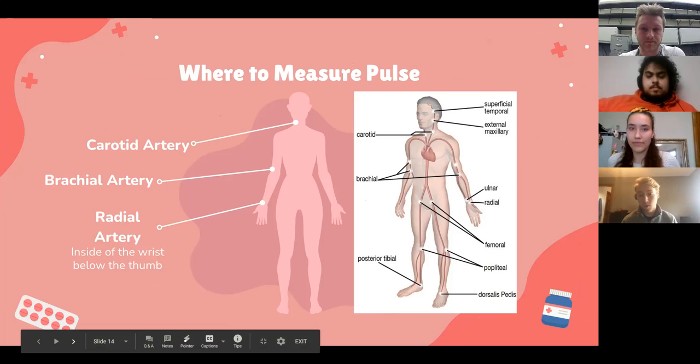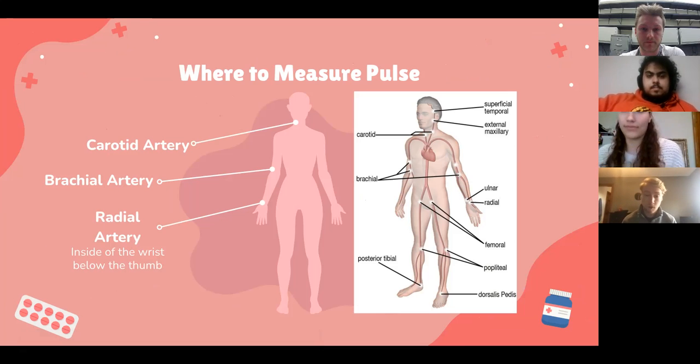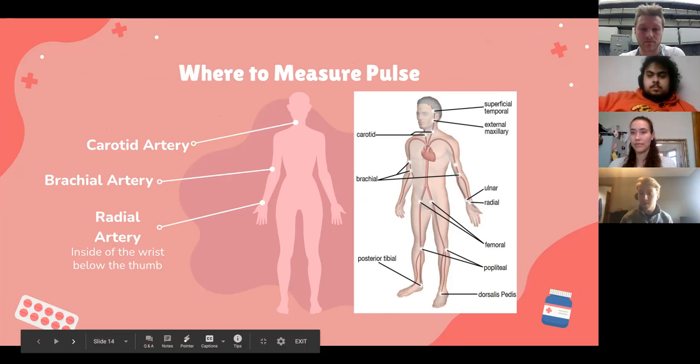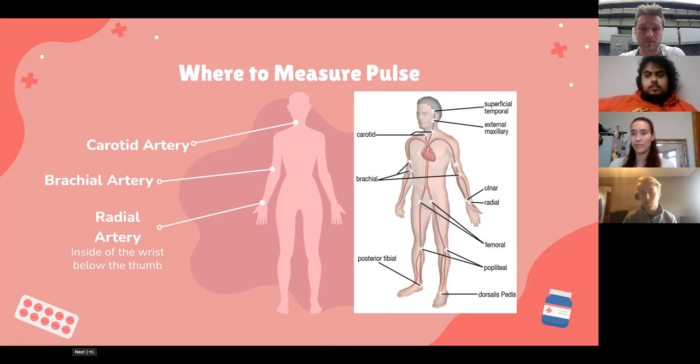Thank you. So on the right side, you can see a picture with a person where you can see all of their arteries. These are specifically the arteries which happen to be rather close to the surface, so they're easier to measure. The ones of note are the carotid, the brachial, and the radial artery. These are the ones that are in the neck, the crux of the elbow, and your wrist.